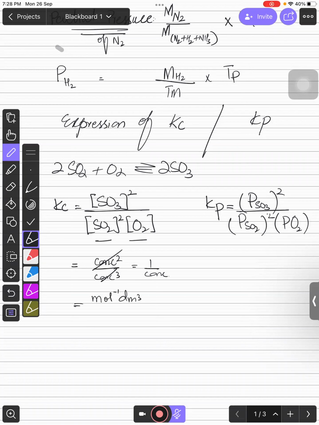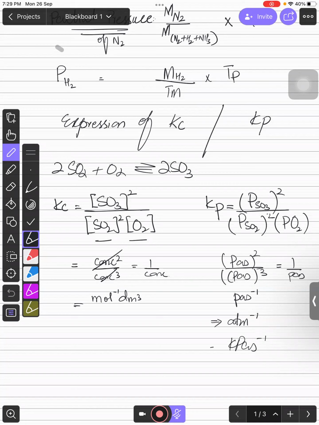We know that if you're talking about atmosphere or Pascal, any one of them, it will be 2 over 3. So when we divide this, we just have 1 over Pascal, and when Pascal moves upward, it will be Pascal inverse. Right? You can even use atmosphere, it will be atmosphere inverse. You can even use kilopascal, the answer will be kilopascal inverse.